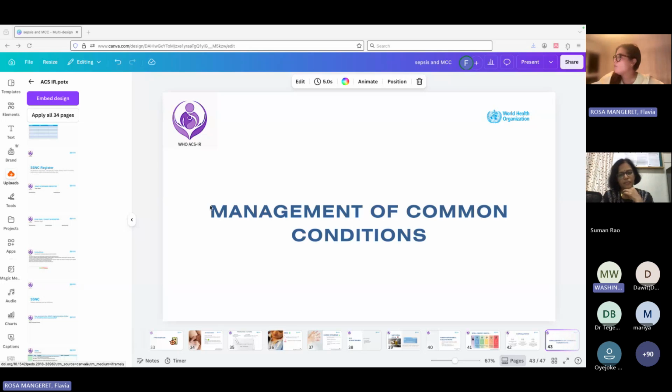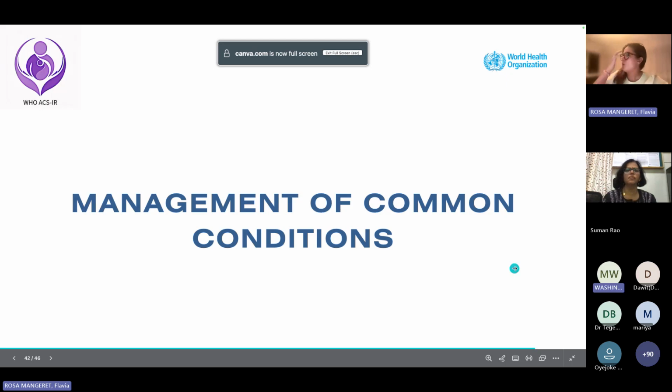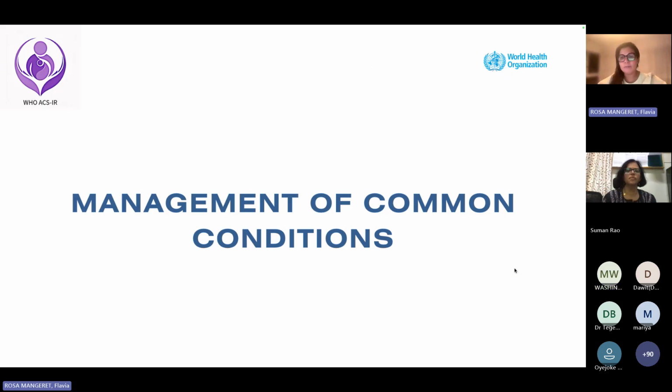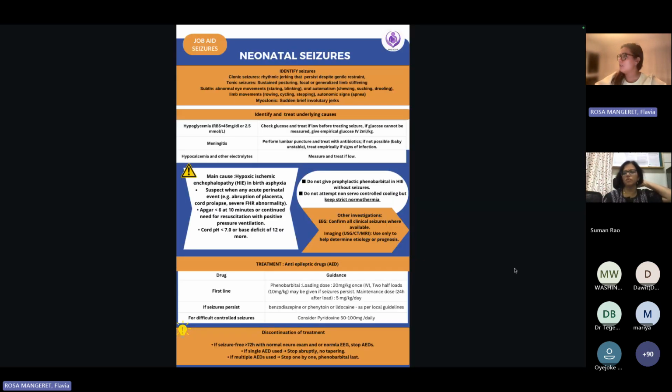Right. So maybe I should just go through this one, and then we can treat any other question after that. We also have made job aids for the management of other common conditions in neonates. I'm just going to go through that quickly. This one is neonatal seizures. We talked about meningitis, so what if the baby with meningitis has seizures? We have this job aid.